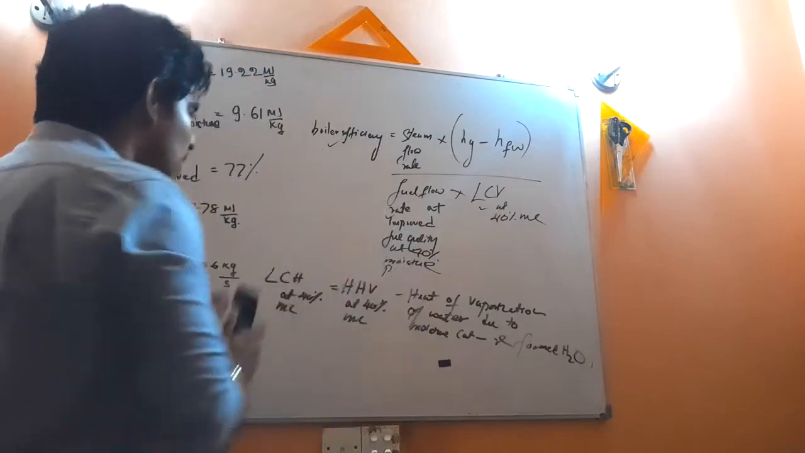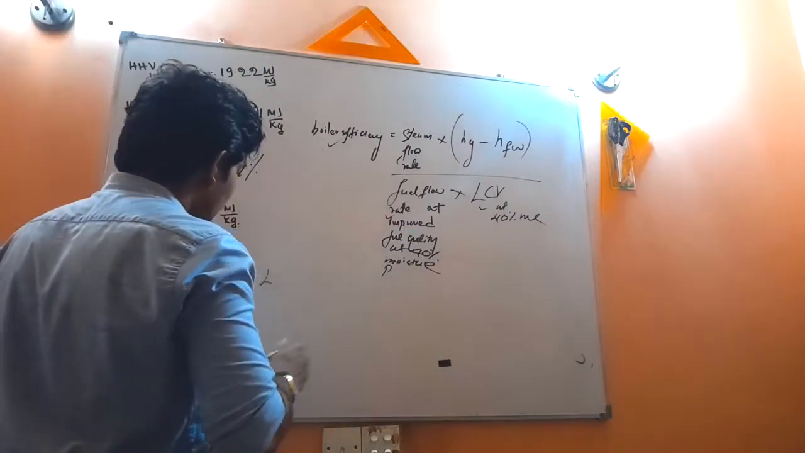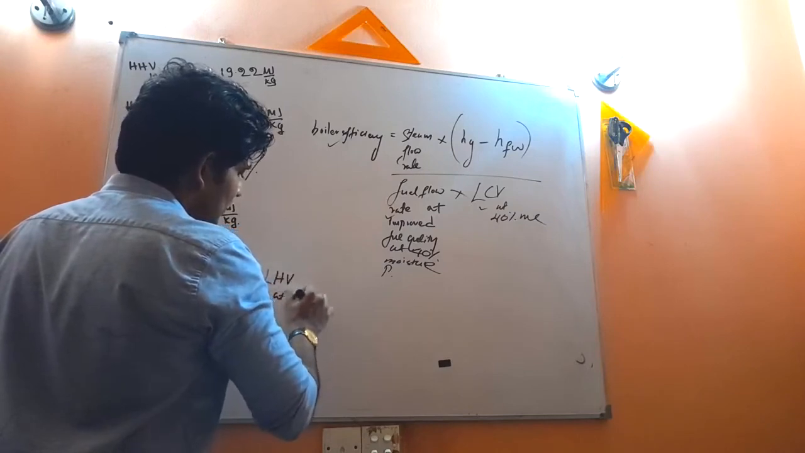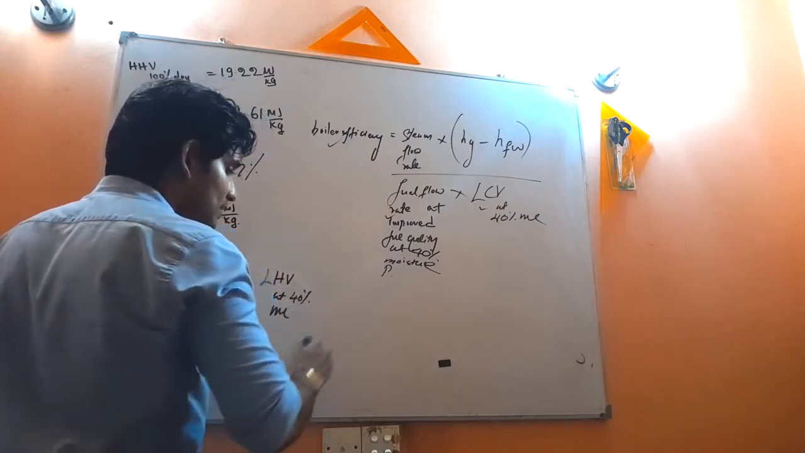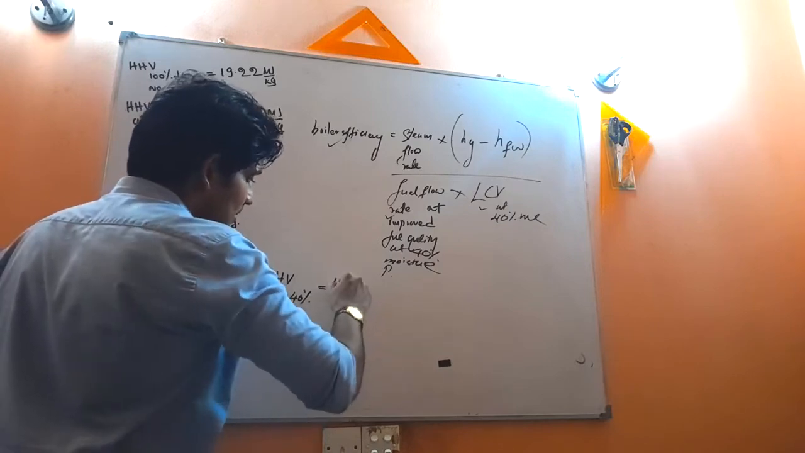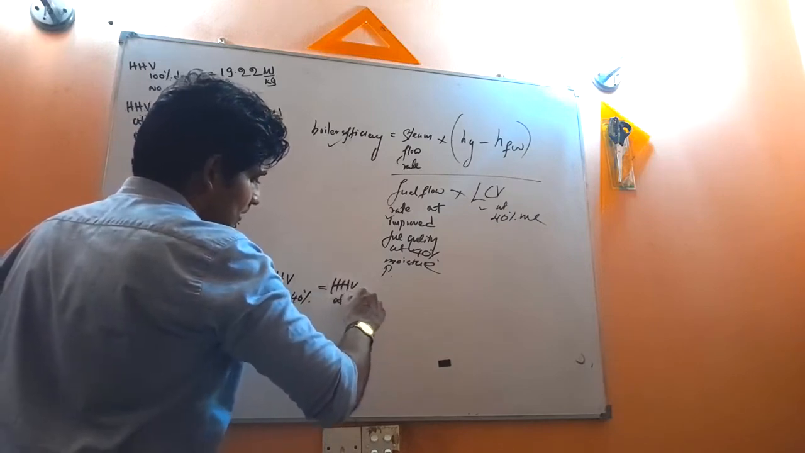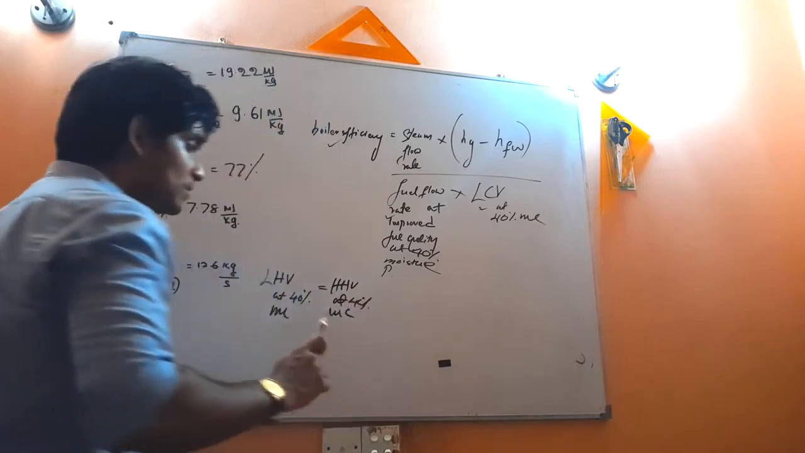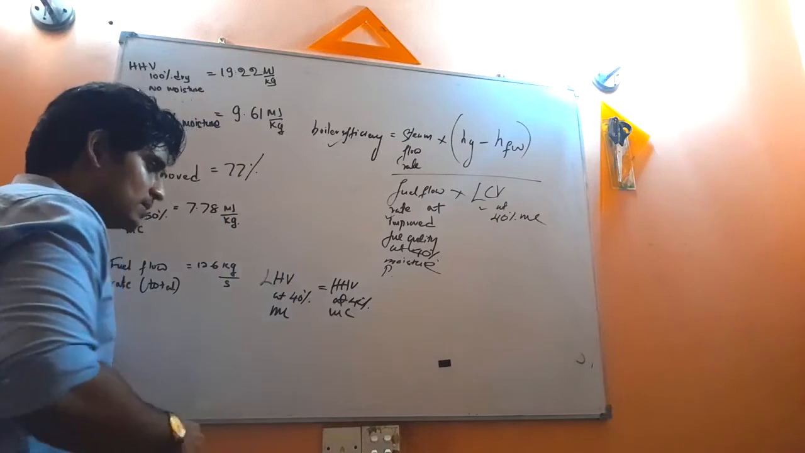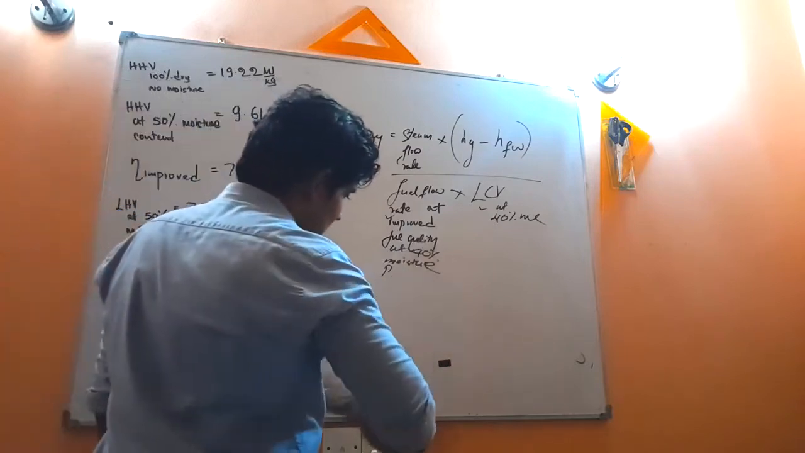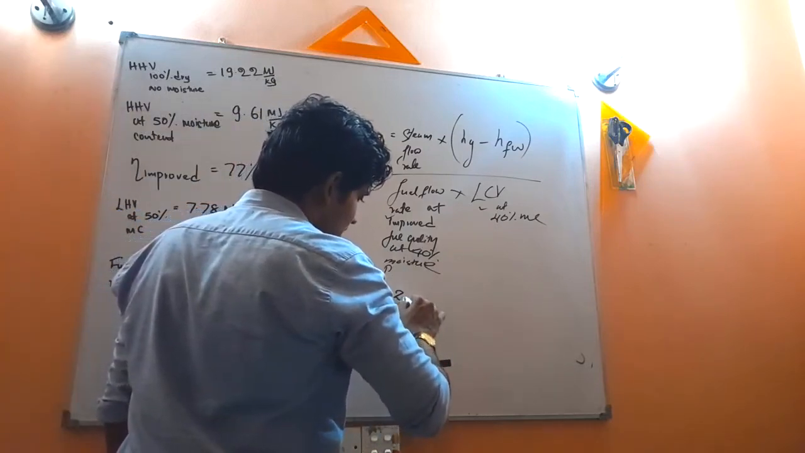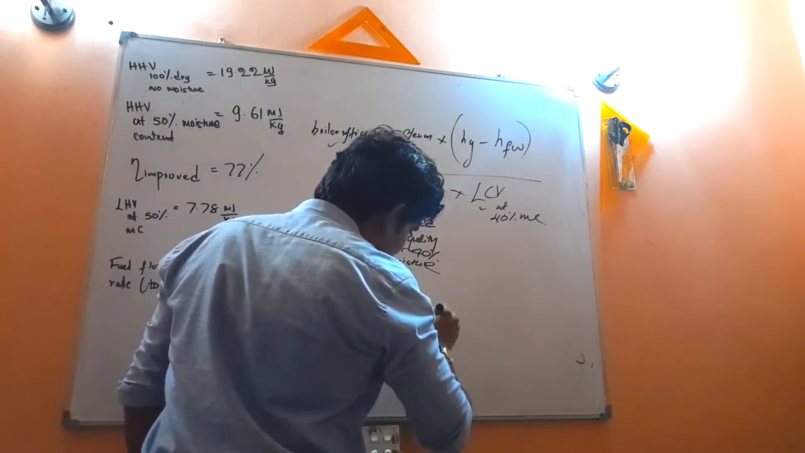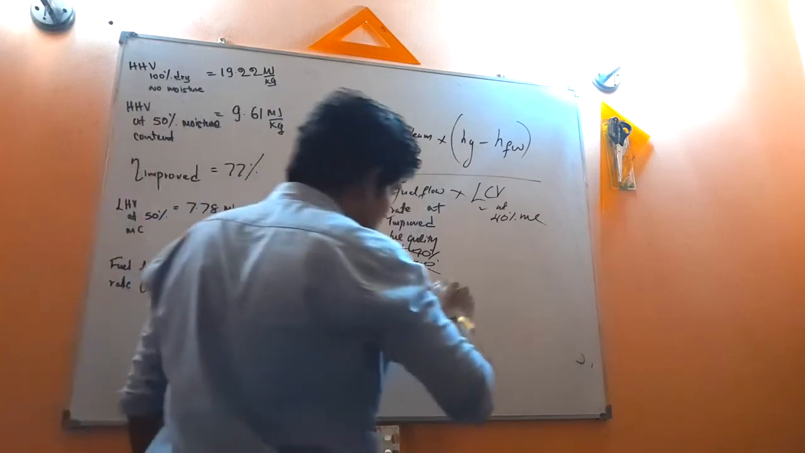So now let's see how to put the values into that. Lower heating value at 40% moisture content equals higher heating value at 40% moisture content minus the heat of vaporization of water. What is the formula for that? You know that. That is minus 2.4 times, where 2.4 is actually megajoules per kilogram, the heat of vaporization of water, right? Then you have to put a bracket. You know that.